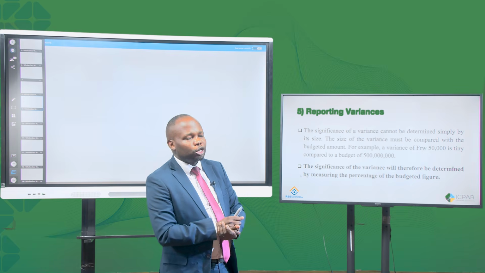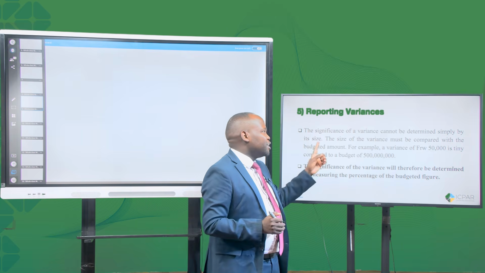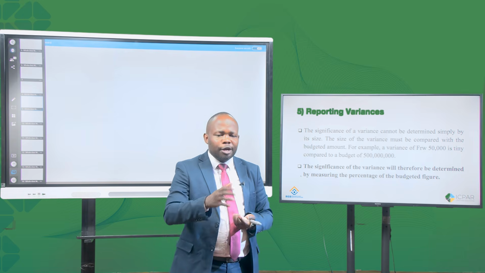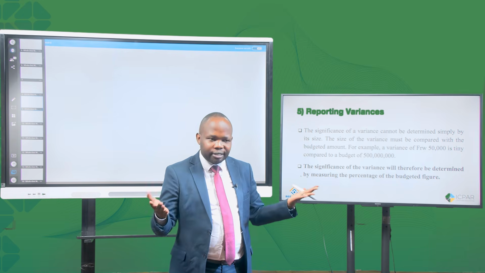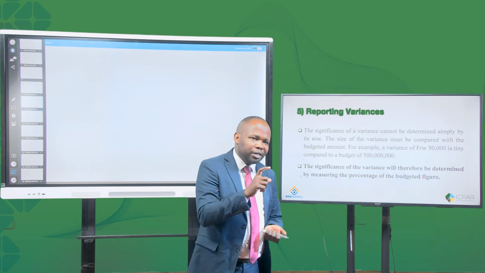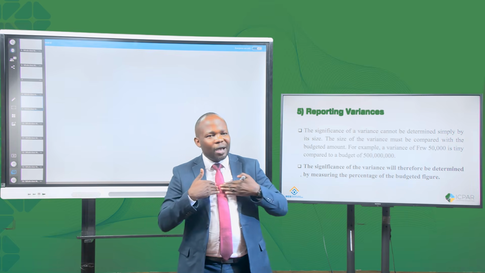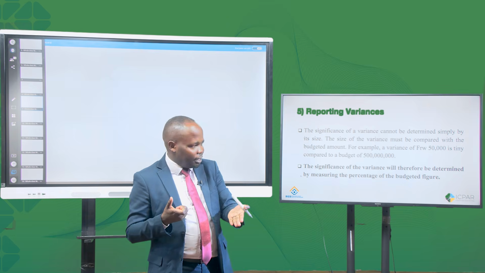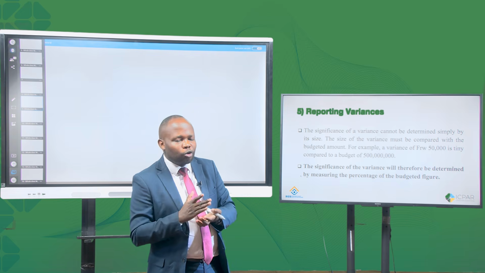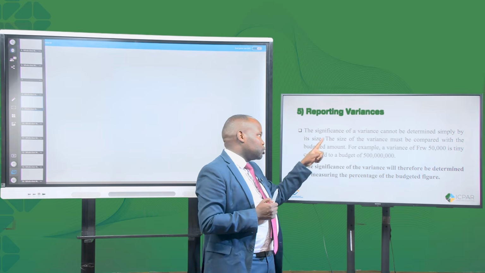How do we report variances? The significance of a variance cannot be determined simply by its size. We have already said that. Note that if it is 1 million, it is significant? 1 million is relative. 1 million depends on the size of the business. To Bank of Kigali, 1 million may not be significant. But to my business, 1 million is significant. So significance depends on the size of the business. There is no rule that if it is 1 million, you investigate. No, it depends on the size of the business. That's what we are trying to explain here.